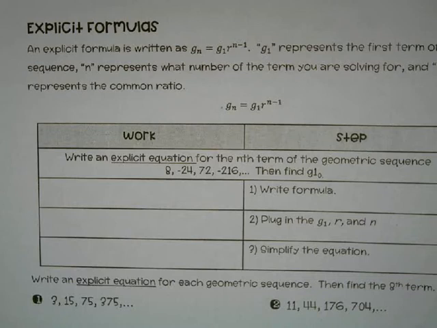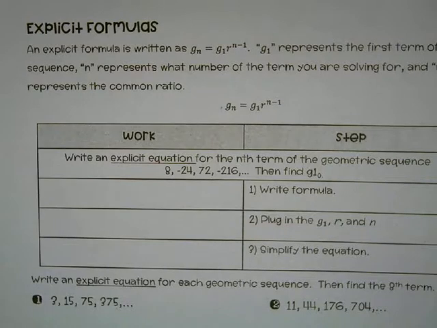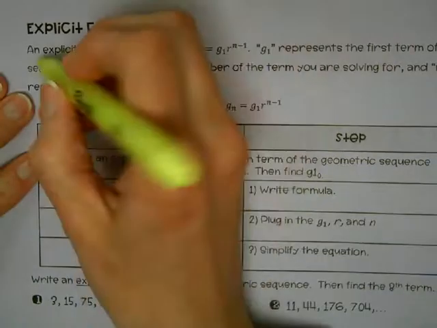We're continuing with geometric sequences. Remember, geometric sequences are when it's multiplying by the same number every time. This is called the explicit formula. We talked about the recursive formula in the last video. So the explicit formula is this.